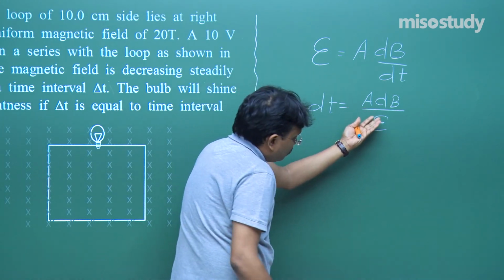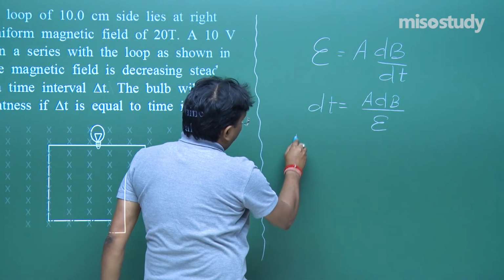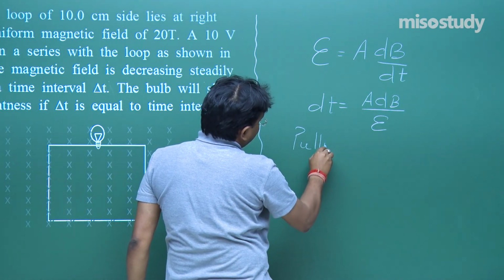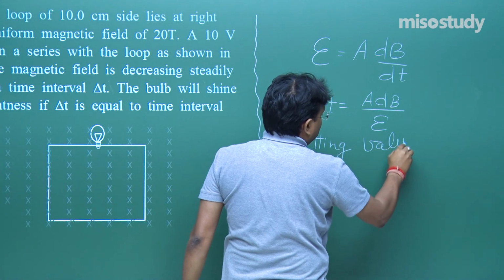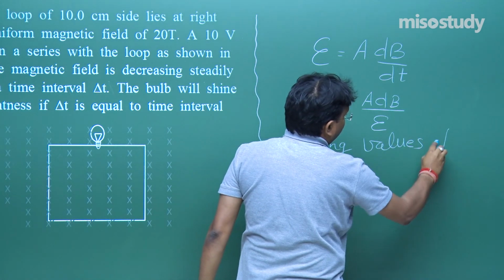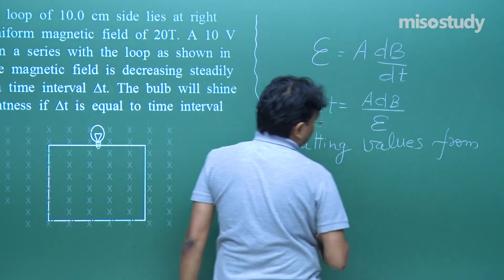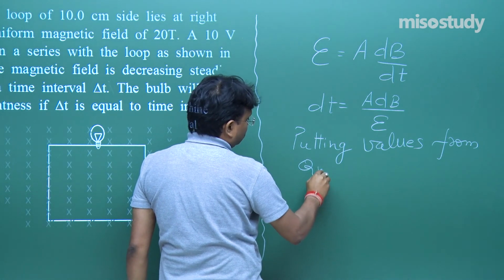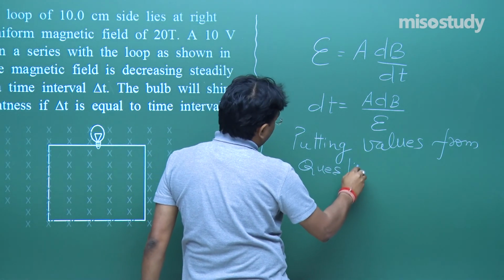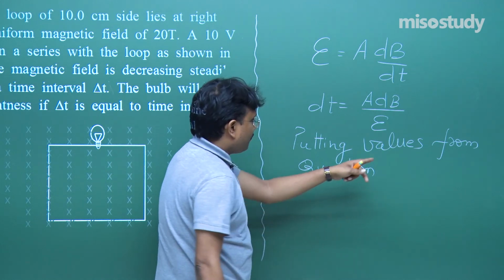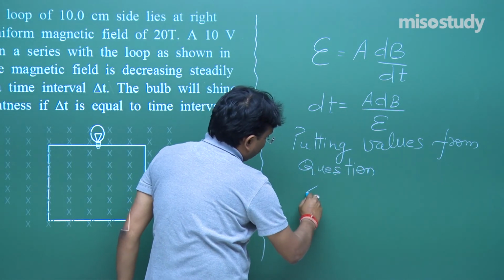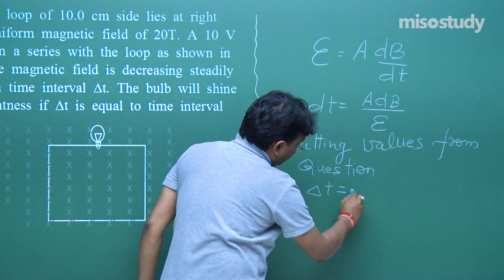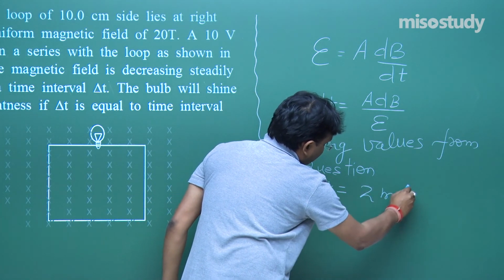So, all other values are given, putting values from the question as given. So, I am not taking a lot of time, putting values from the question, fine. Once you solve it, you will get delta t as 2 millisecond.